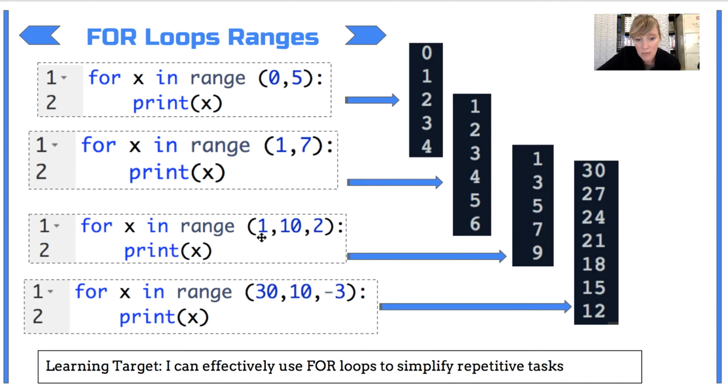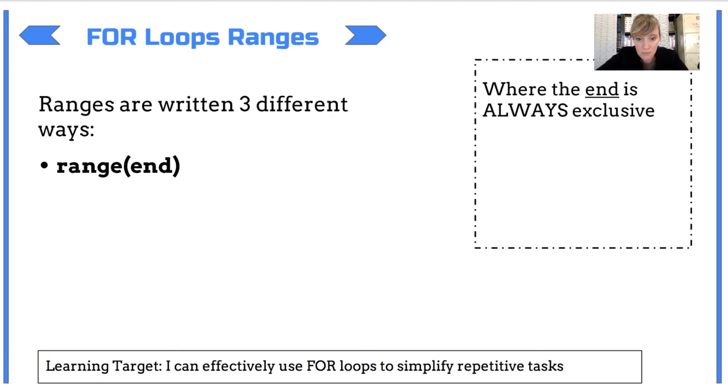Here, the first number is smaller than the second number, and it's counting up by 2 until just before we get to the second number, but not including the second number. Whereas if you just have 2 numbers, it starts at the first number and excludes the last number. It goes right before you get to the last number, a lot like string slicing.